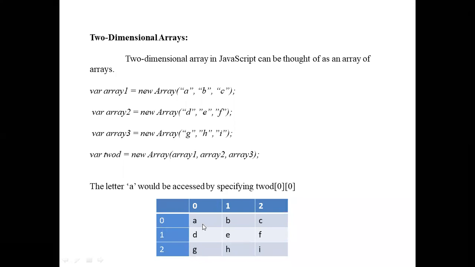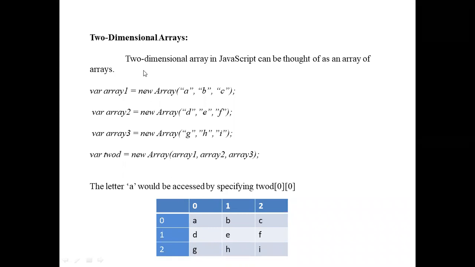If you want to access the element A, that element is accessed by 2D of 0 0. Next, if you want to access the element B, 2D of 0 1. Element C, 2D of 0 2. D means 2D of 1 0. E means 1 1. Next, F, 2D of 1 2. In a similar way, the remaining G, H and I.